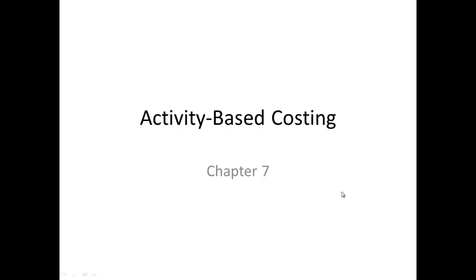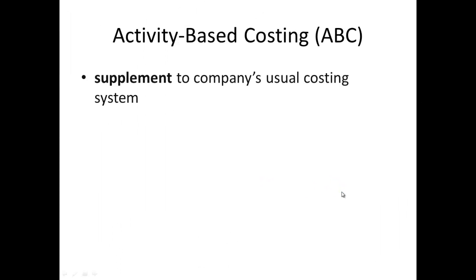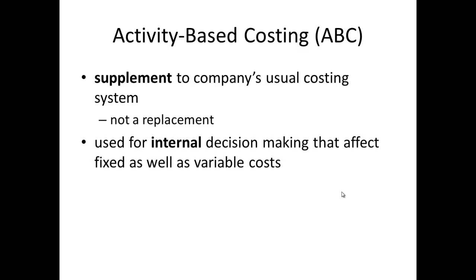In this chapter, we're talking about a concept called activity-based costing. When dealing with activity-based costing, it's important to understand that it is a supplement to the company's usual costing system. This is used for internal decision-making that affects both fixed and variable costs. It's not typically used for external reporting.